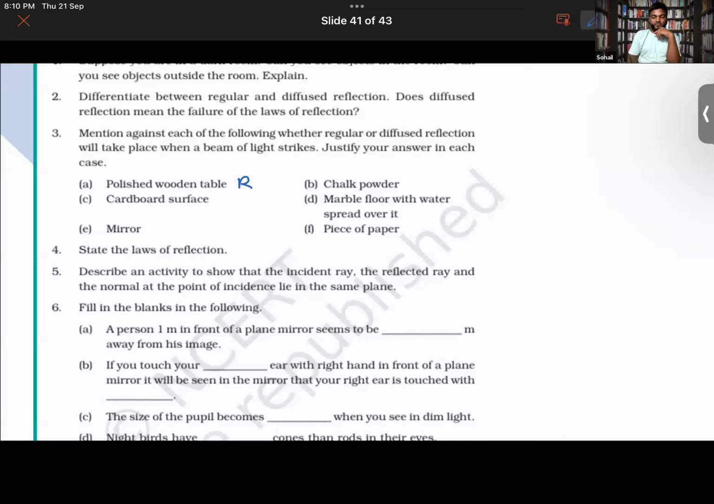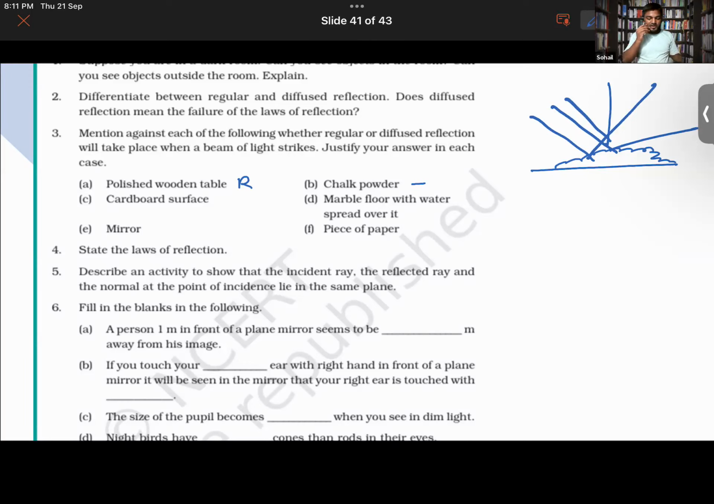Okay. Ahmed, second one, chalk powder. Chalk powders lying on the table. Will it be a regular reflection or diffuse reflection with the chalk powders? Diffuse reflection. Good. Arhan, you see the next question. Cardboard surface. Diffuse reflection will take place. What if the cardboard surface is smooth? If it's smooth, a regular reflection will take place. Okay, here it's not mentioning any specific thing, so we'll say that it's a diffuse reflection.